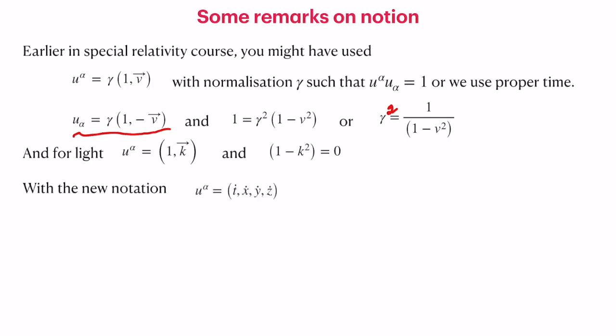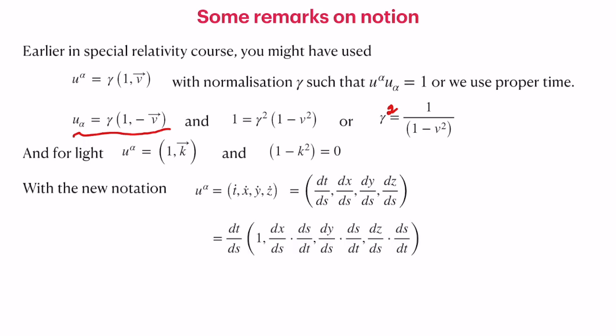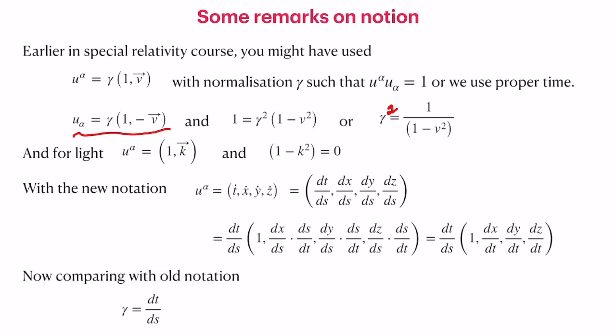So in this notation, we can also write u^alpha as (t dot, x dot, y dot, z dot), and so on, and that is basically the velocity defined with arc length parameterization or proper time. The derivative dots here are with respect to proper time, or s. We can pull out dt here, then we have (1, dx by ds into ds by dt), and so on for the other dimensions, which leads to dt by ds into (1, dx by dt). So that gives you the velocity.